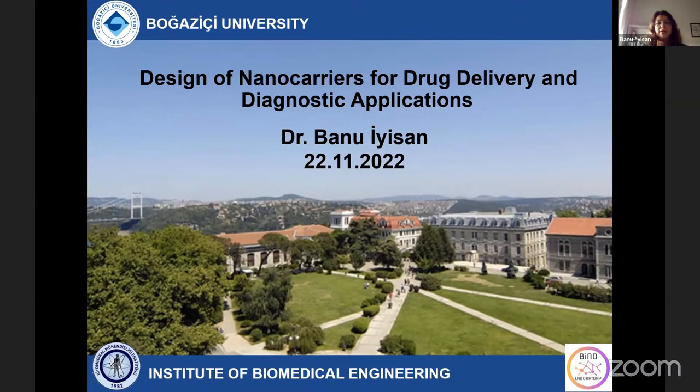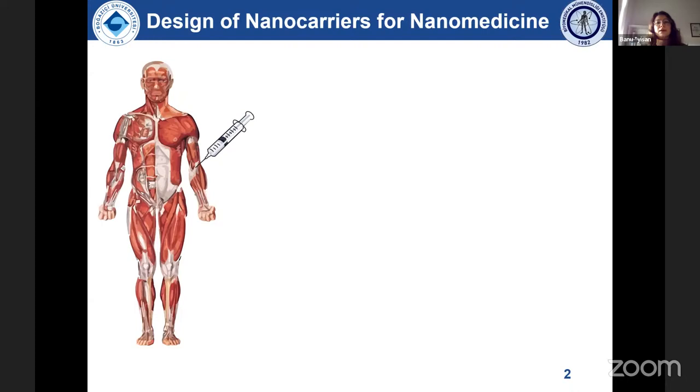So let's start with a very basic introduction. Why do we need to design nanocarriers for nanomedicine? Actually, it has a very simple answer. Think about if you administer a drug to your body, where does it go? It will definitely go all over your body. This is like eating food. You eat the drug, and depending on the route of administration, the drug will encounter different obstacles, but anyhow, it will spread to the whole body.